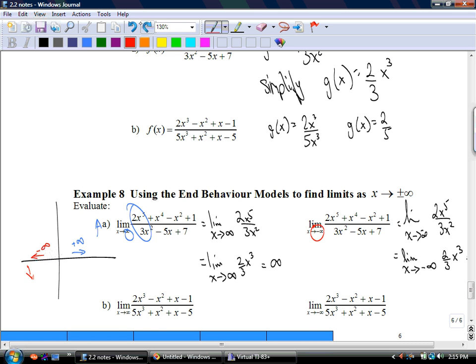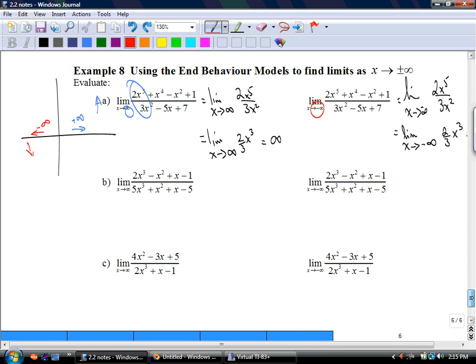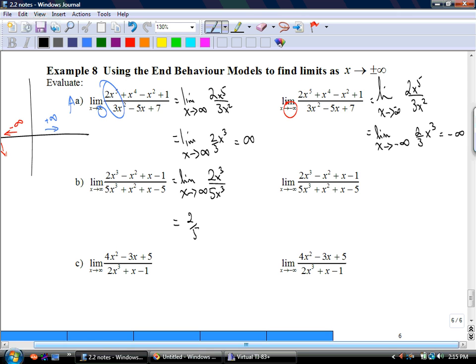Okay. 2B, what's the end behavior model? What's the highest power on the top? Come on. What's the highest power in the top? 2x to the power of 3. What's the highest power in the bottom? Good. What happens to the x's? So what are you left with? 2/5. Okay, do the right-hand side.